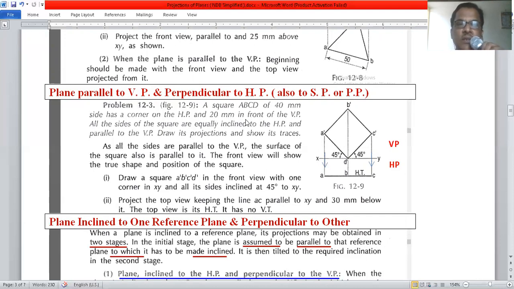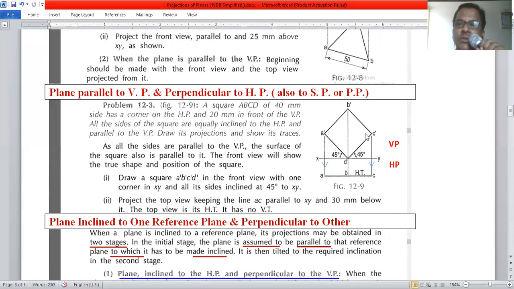Now what is the other condition given? All the sides of the square are equally inclined to HP. All sides means D dash to A dash, D dash to C dash, C dash to B dash, A dash to B dash, and so on. These are all the sides. Out of that, from D, two sides are there, namely D dash A dash and D dash C dash. So take this angle 45, 45, draw this line.